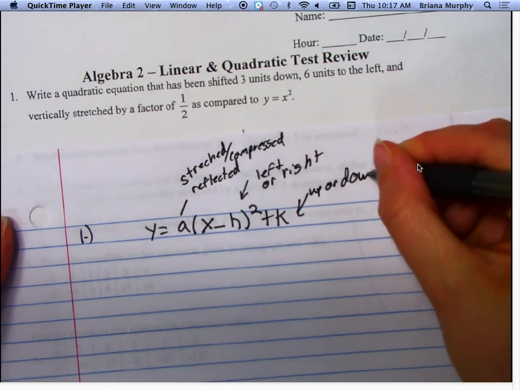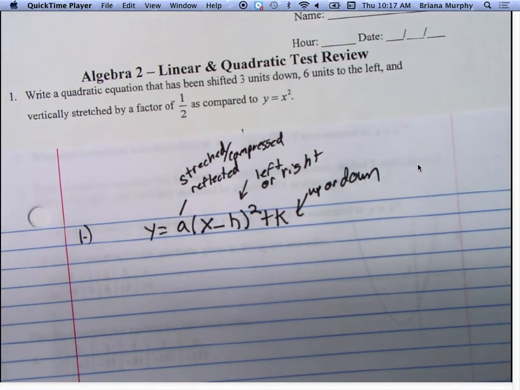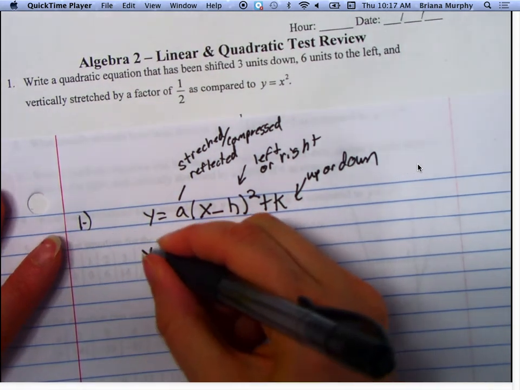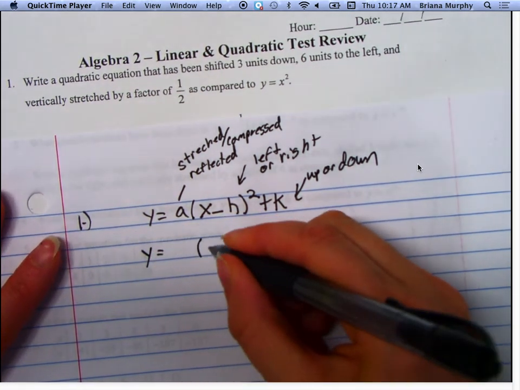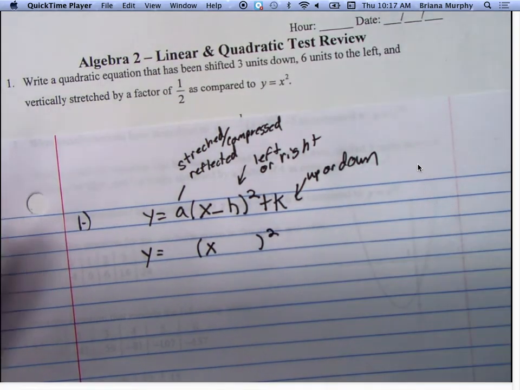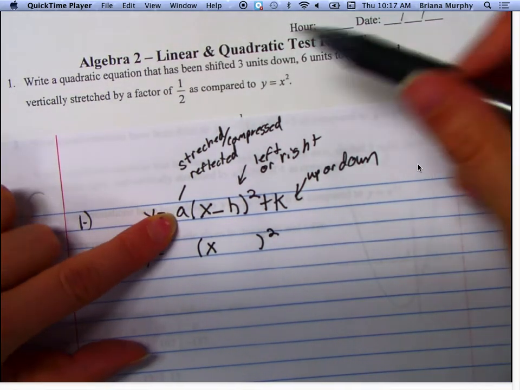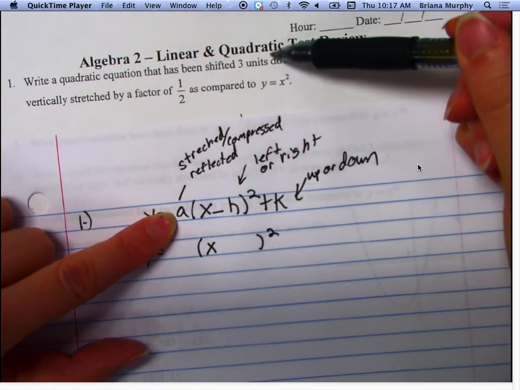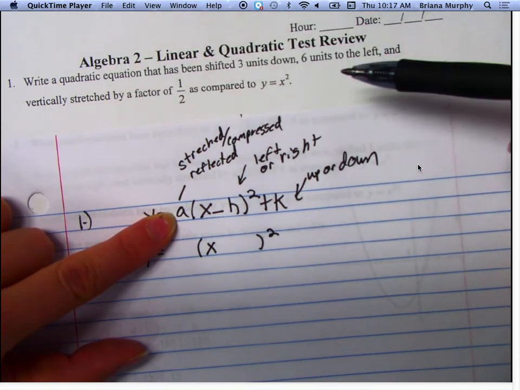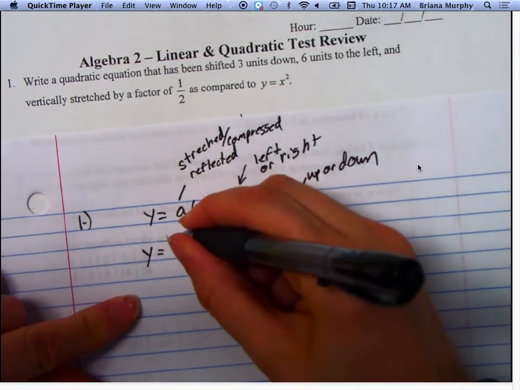All right. So I'm going to rewrite this without the A, H, and K in there so you can plug in number 1. So I write y equals, I leave a space, x, I leave a space, squared. Okay. What goes in for the A? Write a quadratic that has shifted 3 units down, 6 units to the left, and vertically stretched by 1/2. 1/2 goes right here.